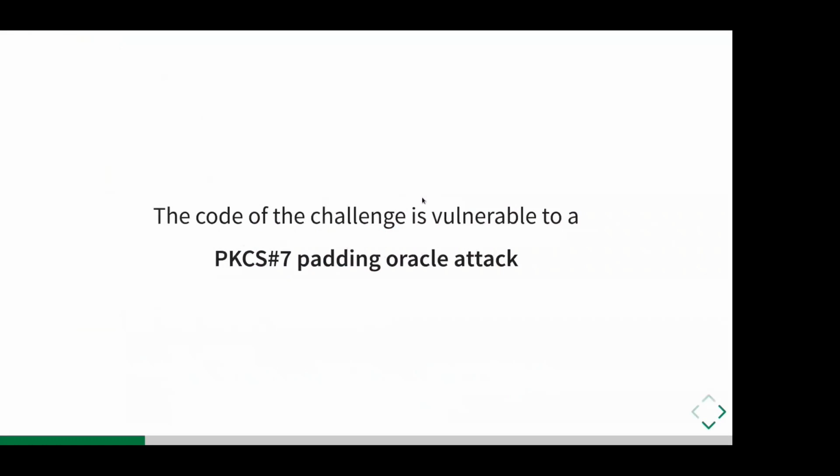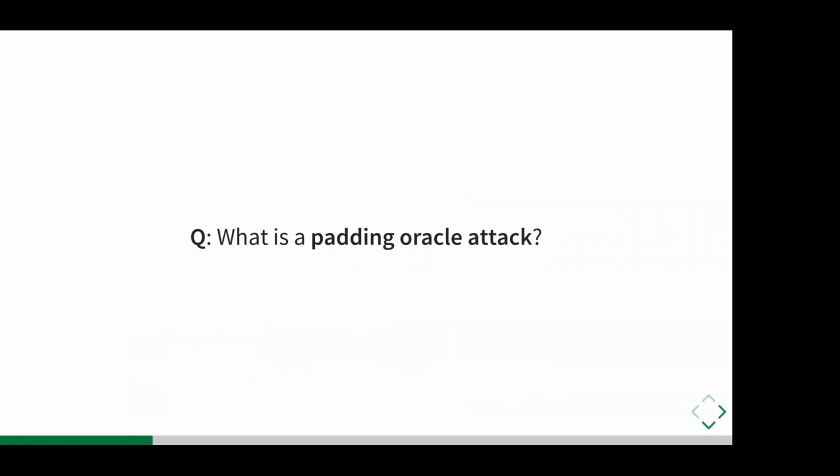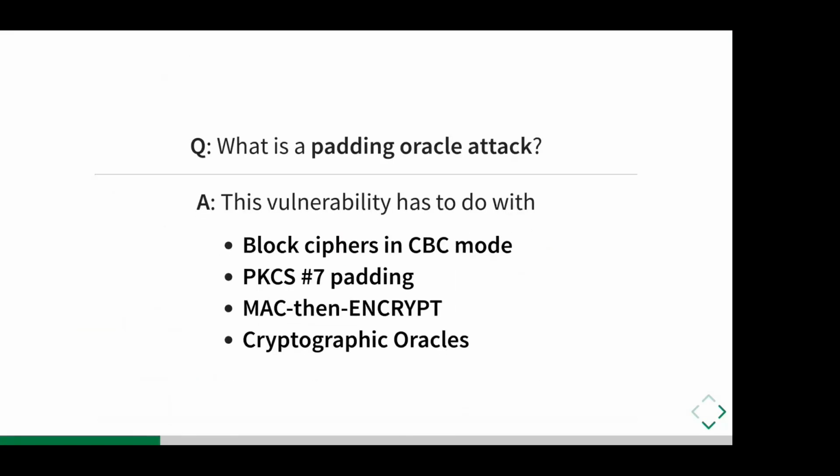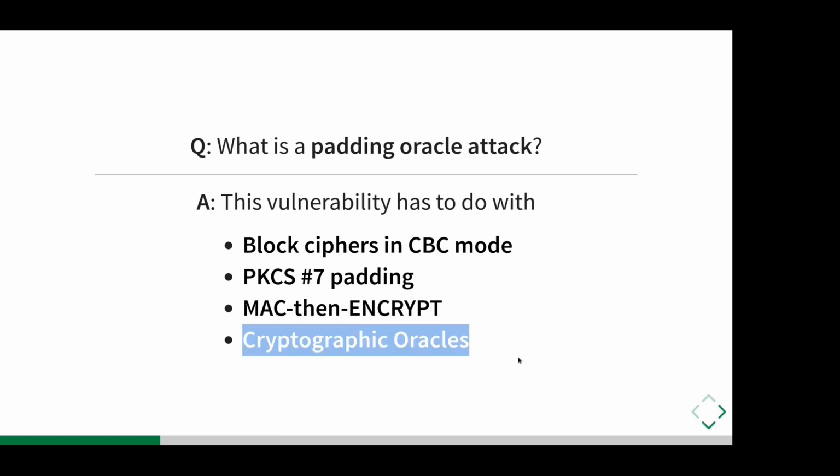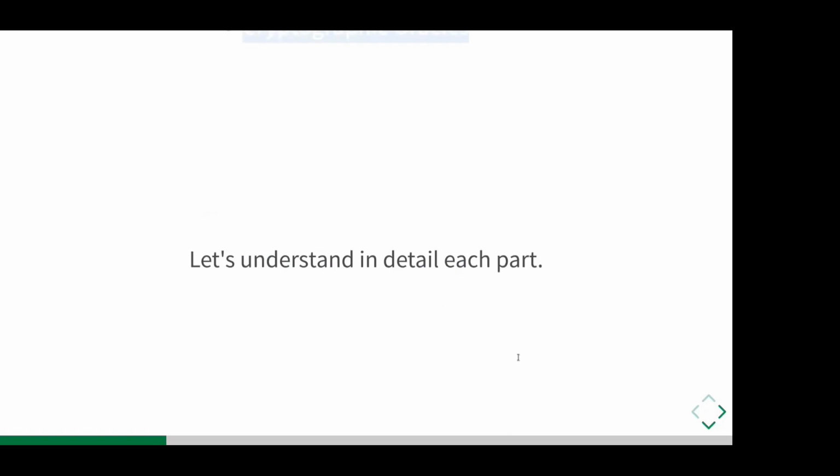So we can start to understand how to actually solve this challenge. This challenge is solved by implementing a PKCS7 padding oracle attack. At this point, one can ask: what is a padding oracle? The padding oracle has to do with all this kind of stuff. We will review what block ciphers in CBC mode are. We will check how this padding scheme works. We will understand why this MAC-then-encrypt scheme could be problematic, and this links us to TLS, and then we'll talk about oracles in general.